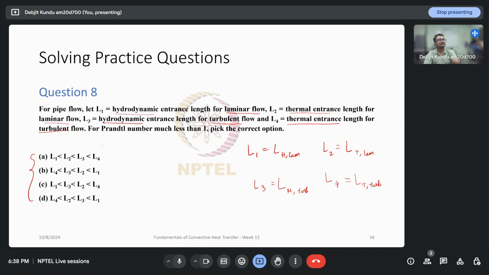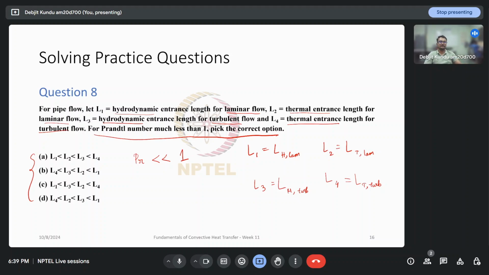Now, another condition given is that for Prandtl numbers much less than 1, pick the correct option. This is another very important piece of information. Given this is true, you have to arrange L1, L2, L3, and L4 in the correct order of their magnitudes. Option A: L1 < L2 < L3 < L4. Option B: L4 < L3 < L2 < L1. Option C: L1 < L3 < L2 < L4. And option D: L4 < L2 < L3 < L1.